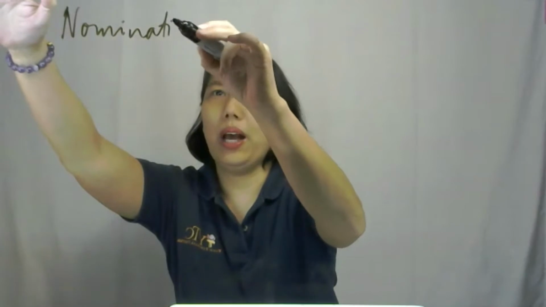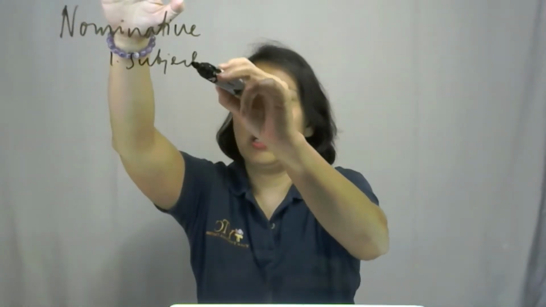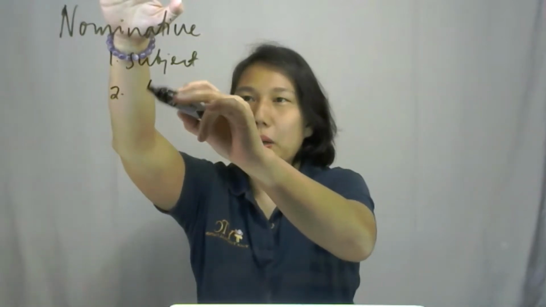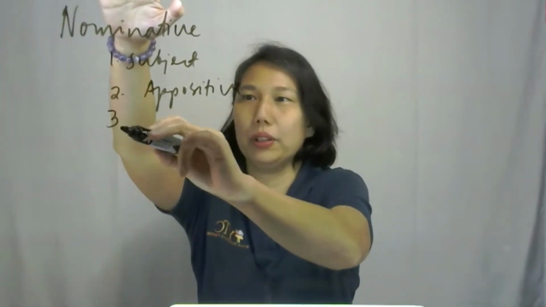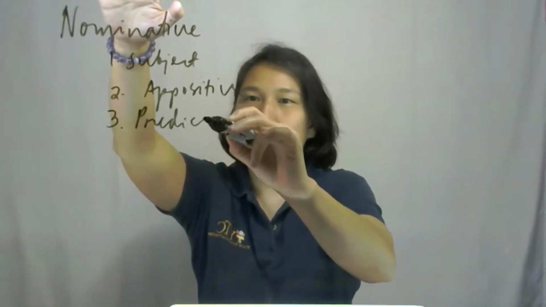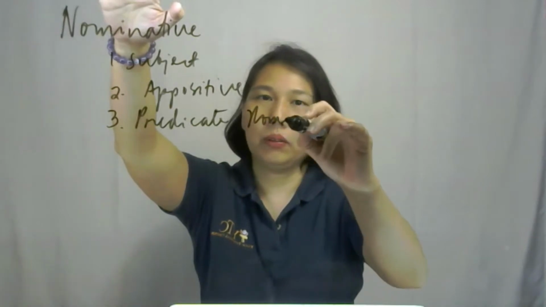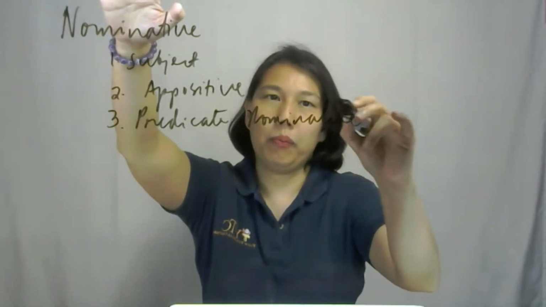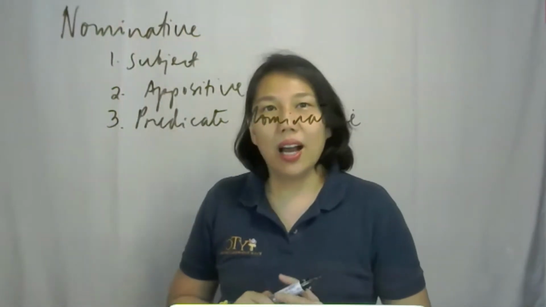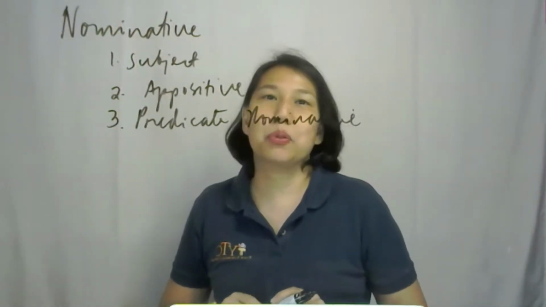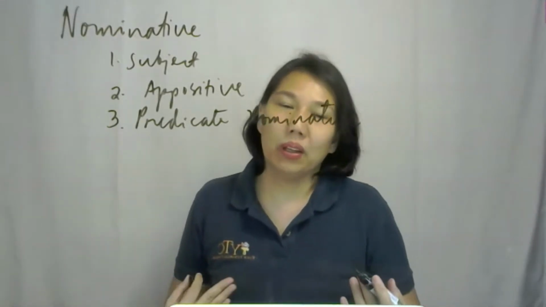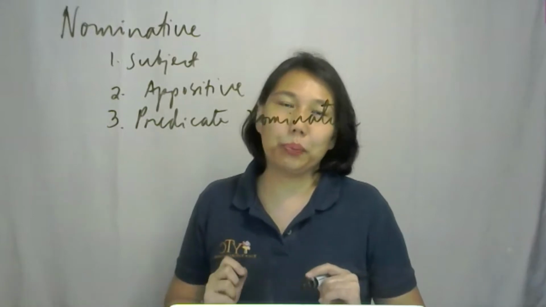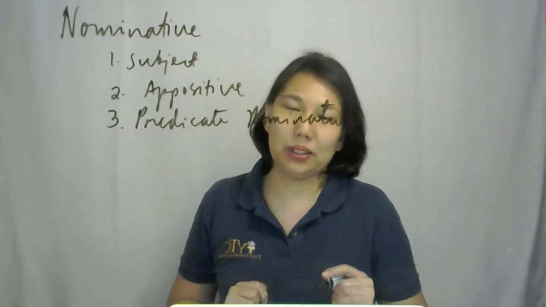So again, we have the subject, then we have the appositive, and we have the predicate nominative. I'm going to discuss first the subject and the predicate nominative. Then after we have understood the subject together with the predicate nominative, we will discuss the appositive.